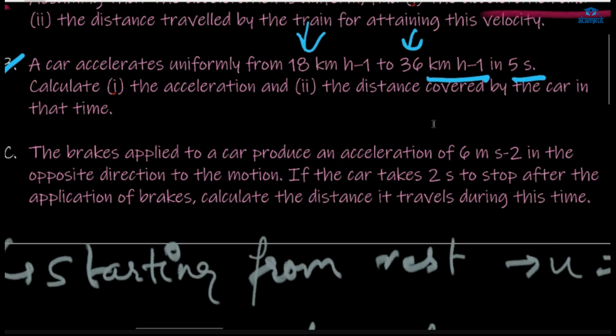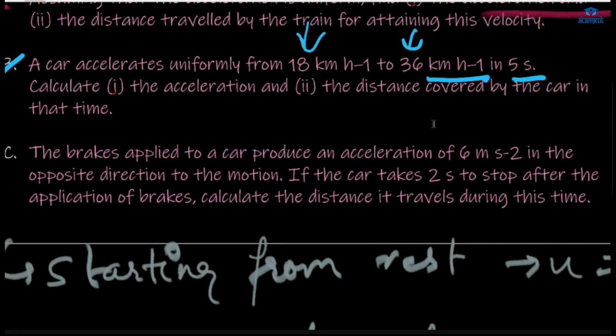Acceleration, 1 meter per second square. Yes, ma'am. And to find the distance, we will use s = ut + half at square. Right now, we are not going to do this. First, we will, because we have have to do according to all the students.